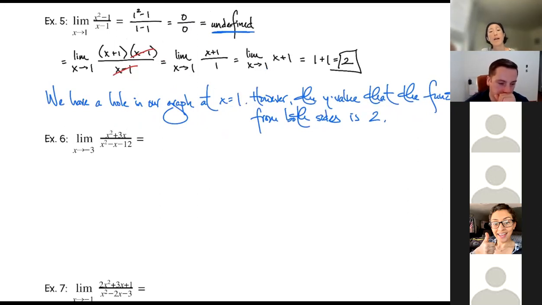We have a hole in our graph at x equals 1. That's why we got that undefined. However, the y value that the function approaches from both sides of x equals 1 is 2. So this is very similar to that picture we saw in example 2, where they're going to both sides, getting close to 5, but we didn't actually get to 5. All right, I think this is a great place to stop. So I'm going to go ahead and stop the recording.